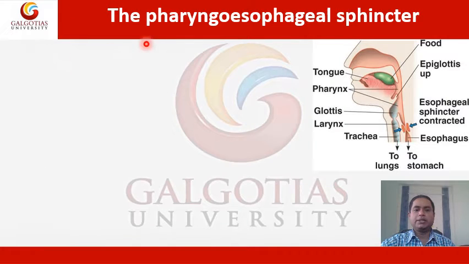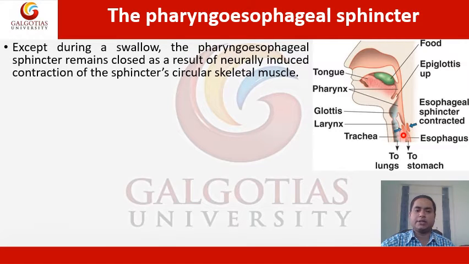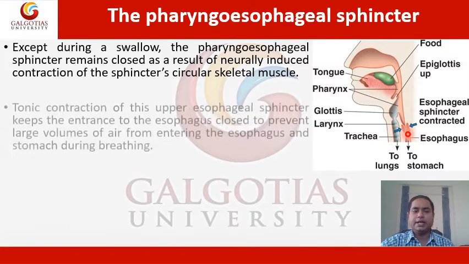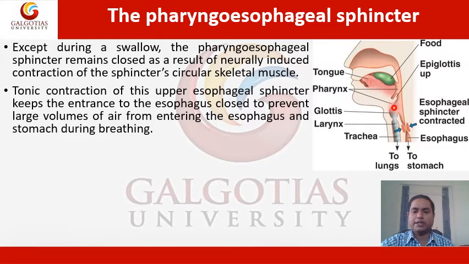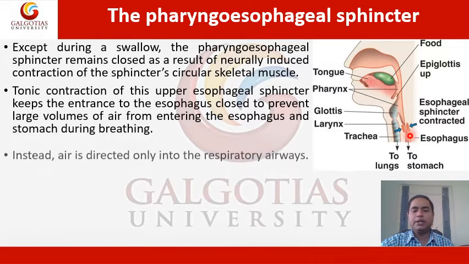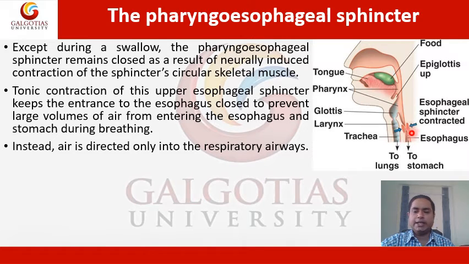Except during the swallowing process, the pharyngoesophageal sphincter remains closed as a result of neurally induced contraction of the sphincter's circular skeletal muscles. Tonic contraction of this upper esophageal sphincter keeps the entrance of the esophagus closed to prevent a large volume of air from entering the esophagus and stomach during the breathing process. Instead, air is directed only into the respiratory airway, that is, into the trachea.